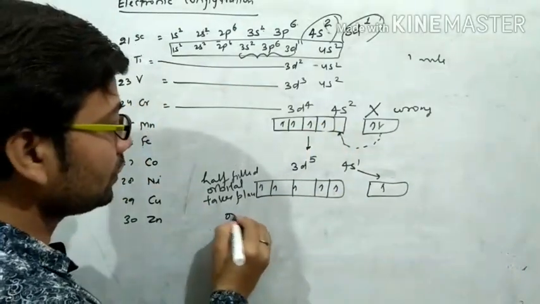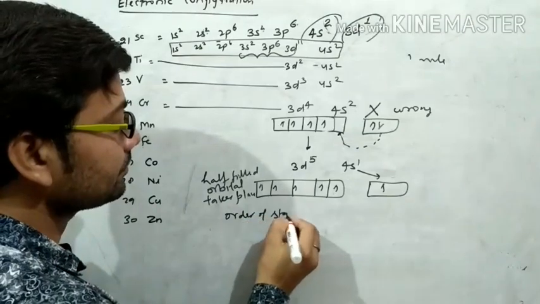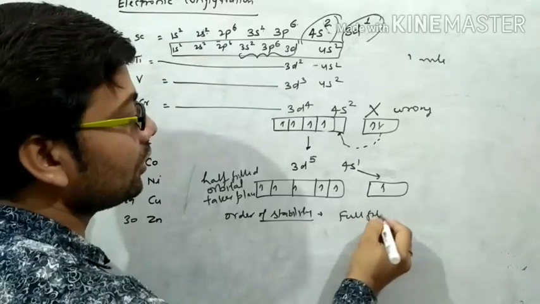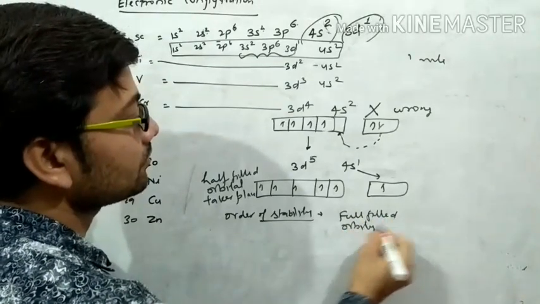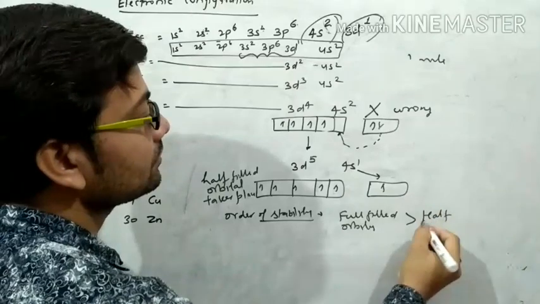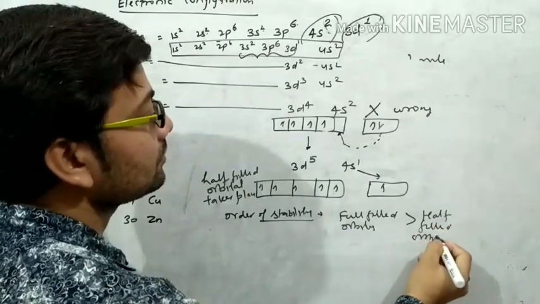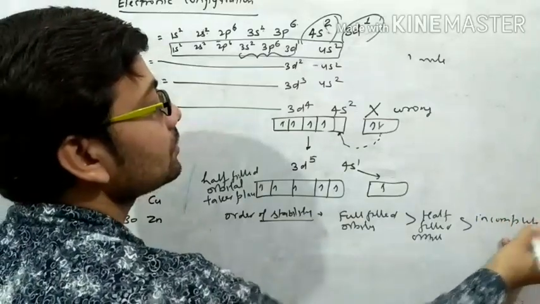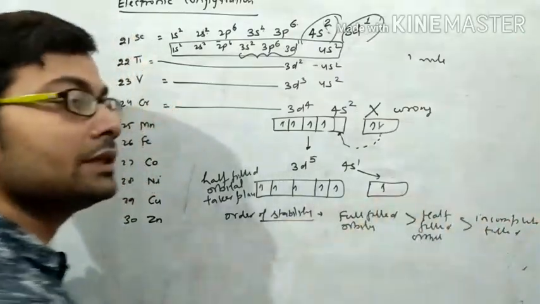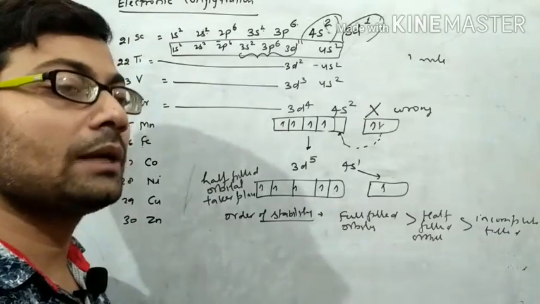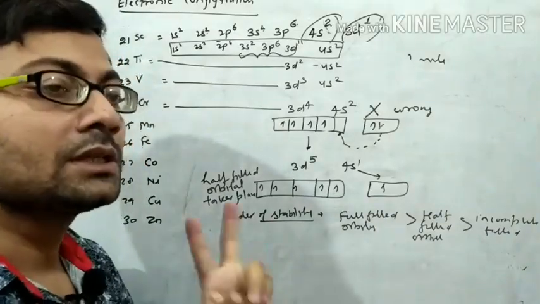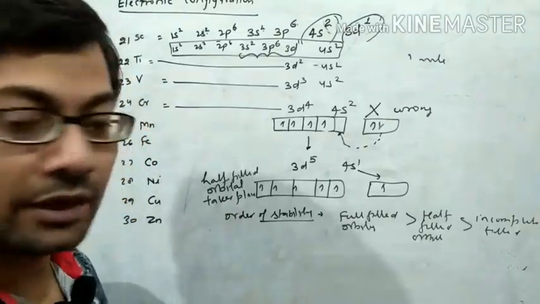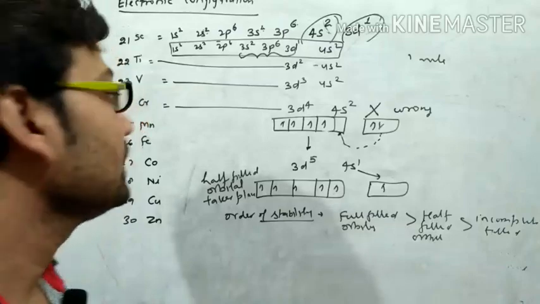So the order of stability is: fully filled orbitals, then half filled, and then incompletely filled. Why is this happening? Actually, this is happening first due to symmetry. Second is the exchange energy, which is discussed in the next video. But here we describe only the electronic configuration of some elements.